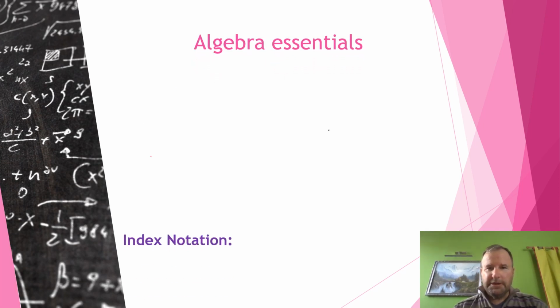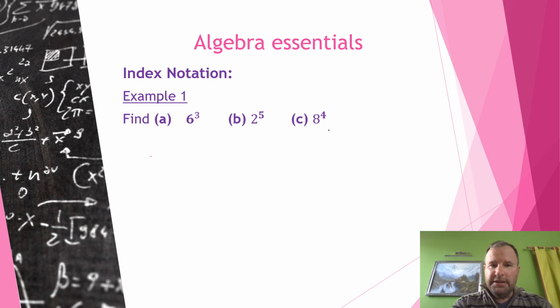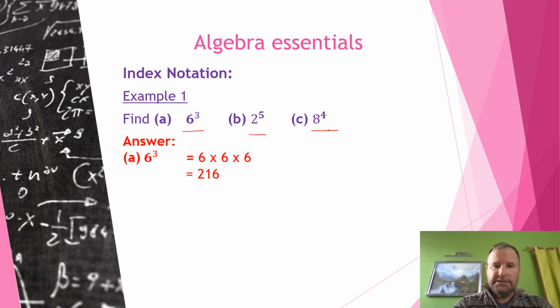Okay, the next step in index notation, we're going to have a look at a worked example. Example 1, we're going to try and find the value of 6 to the power of 3. I'm just going to draw underneath here, 2 to the power of 5 and 8 to the power of 4. The answer for that is 6 to the power of 3 means 6 multiplied by 6 multiplied by 6, 3 times. When you multiply that out, you get 216.